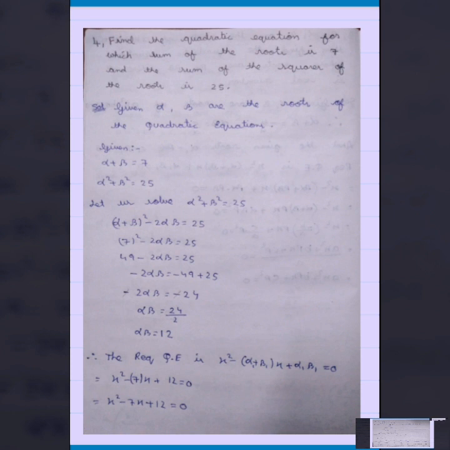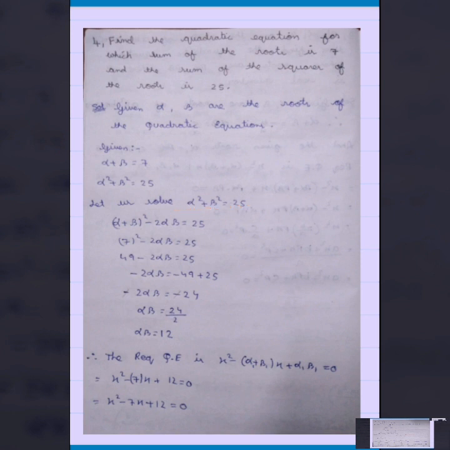So alpha plus beta is equal to 7 and the sum of the squares of the roots is 25, that is alpha square plus beta square equal to 25. So see the solution. Given alpha beta are the roots of the quadratic equation. So given alpha plus beta is equal to 7, alpha square plus beta square equal to 25. So let us solve alpha square plus beta square equal to 25.